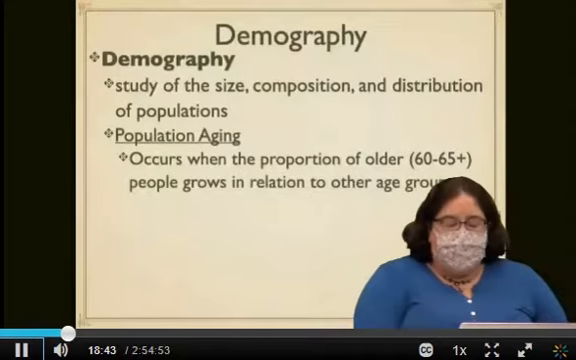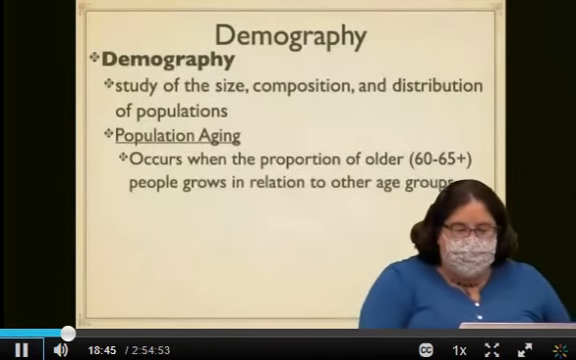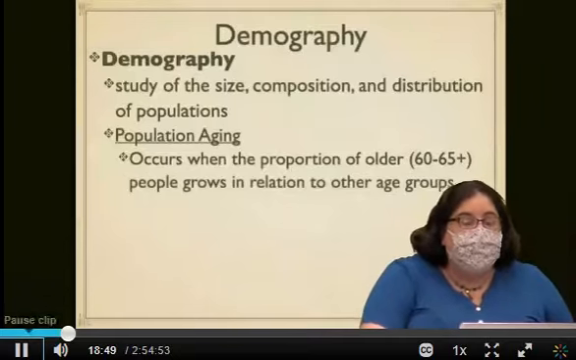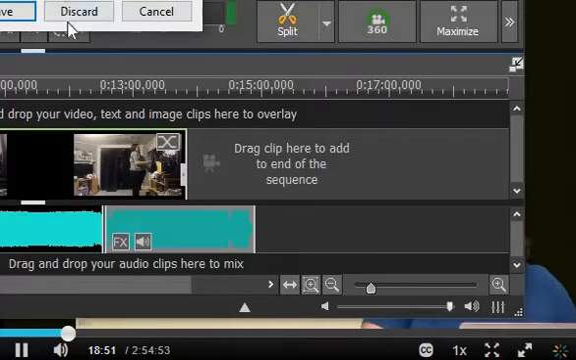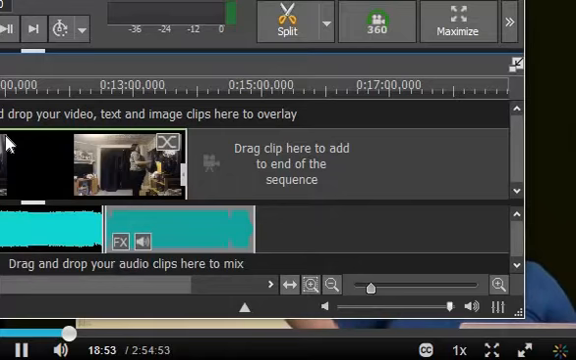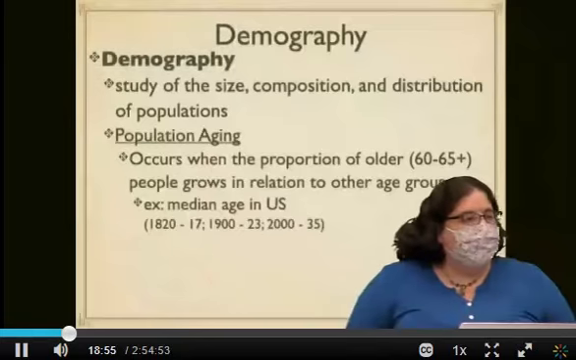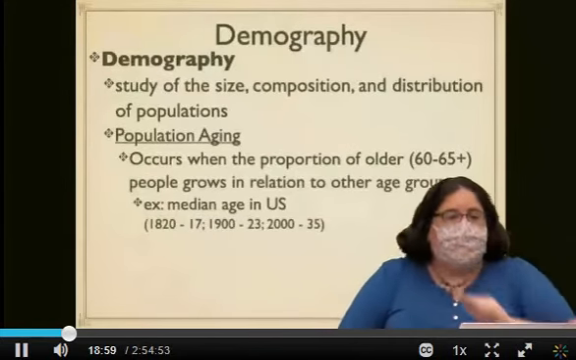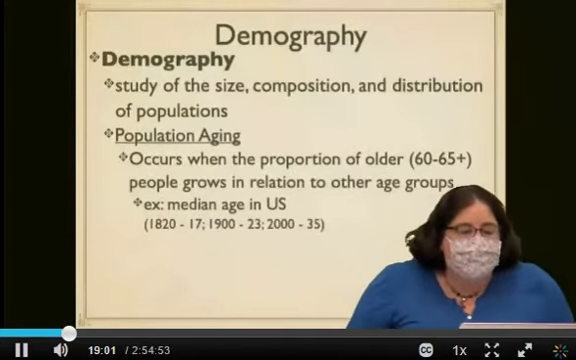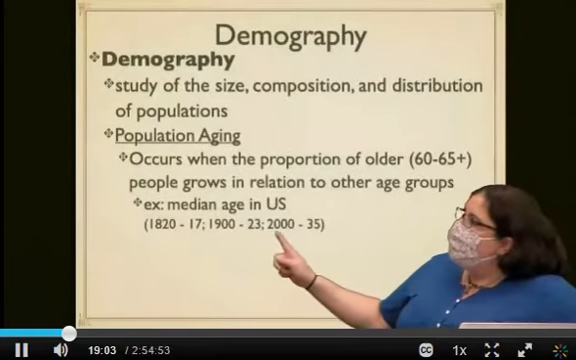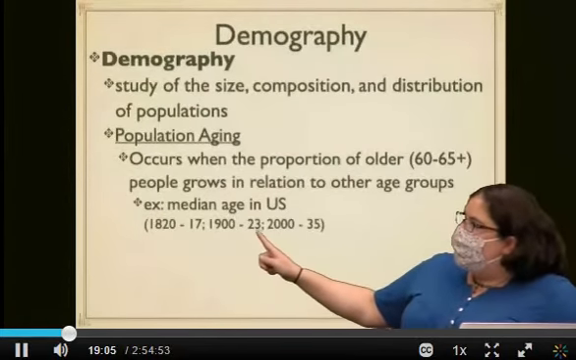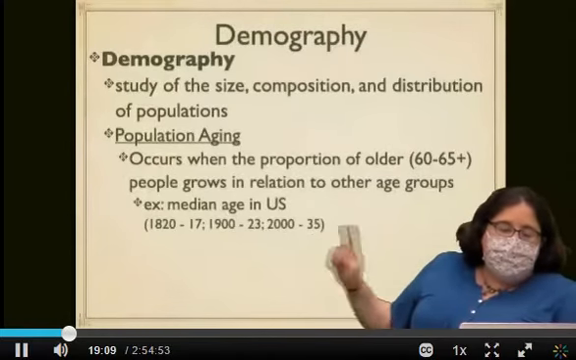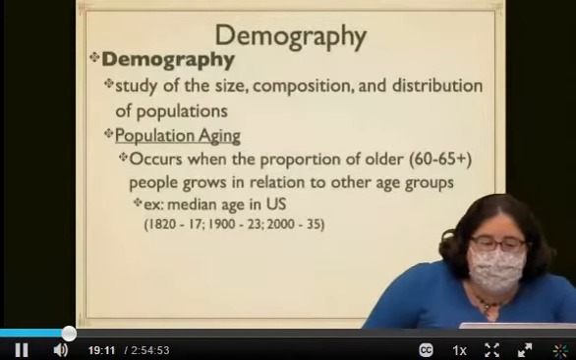So if you look at a breakdown of the U.S. population in the year 1820, 200 years ago, the median age in the United States was 17. If you lined up everybody in the country in 1820, the person in the middle would have been 17 by age. By 1900, 80 years later, the median age was 23. And then 100 years later, the median age in the U.S. was 35.